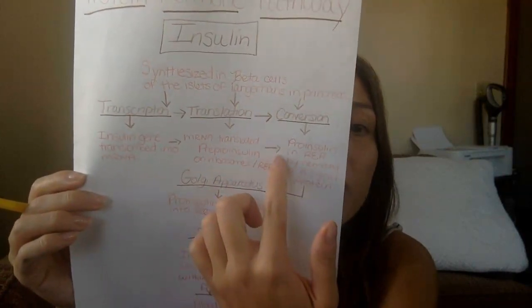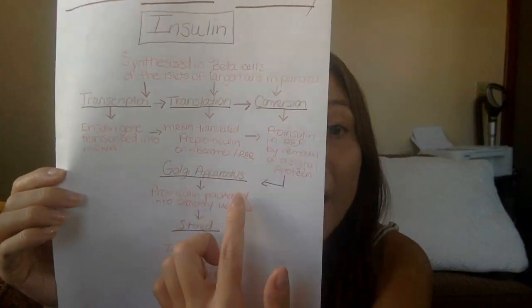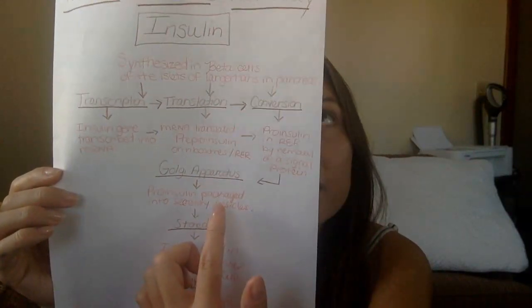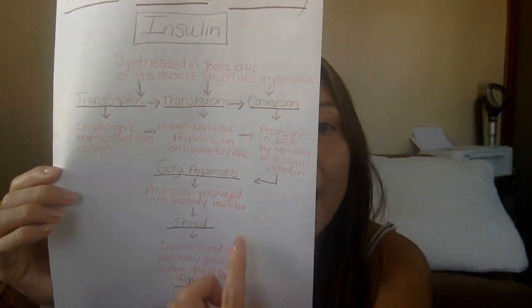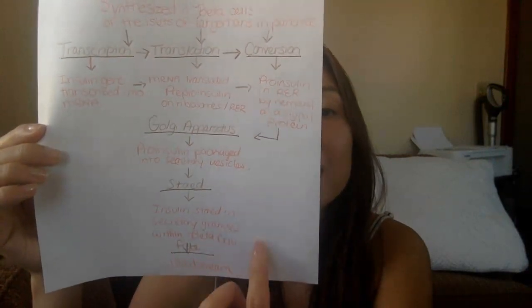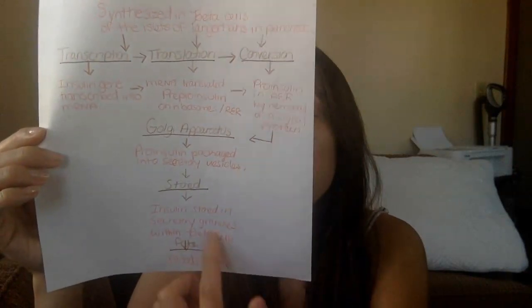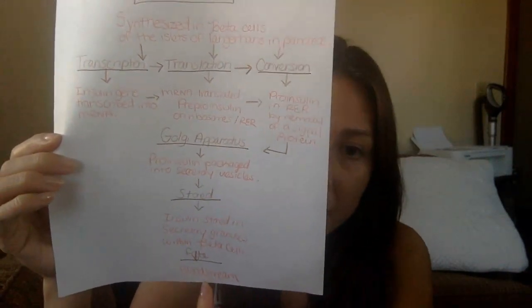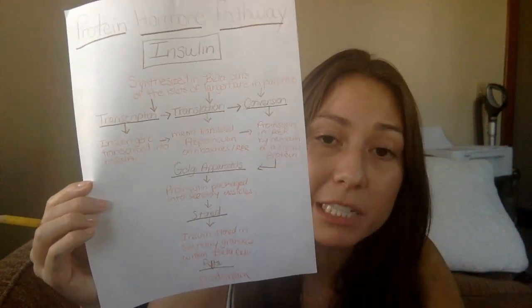Once it gets to this part, the proinsulin will be transported into the Golgi apparatus, where it is going to be packaged into the secretory vesicles, which will then be stored, and your insulin will be stored in the secretory granules within your beta cells. From then, the final fate of insulin will be into your bloodstream from a trigger when it's needed by your body, right? So that's the protein hormone pathway.